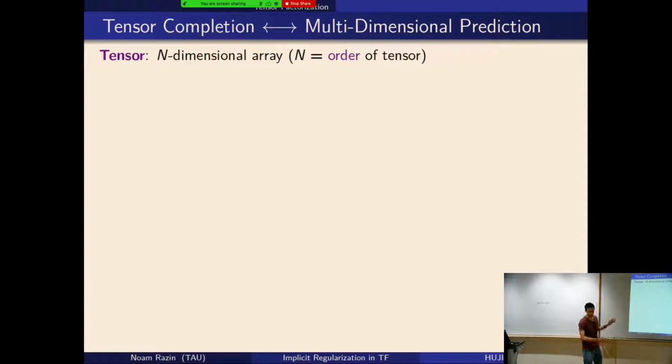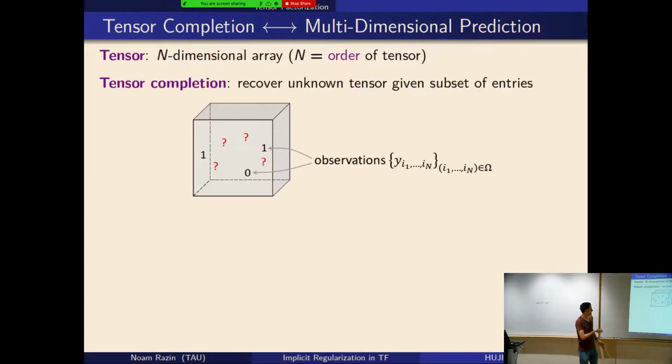So a tensor, for the sake of this talk, is just an n-dimensional array, a multi-dimensional array. A vector is an order 1 tensor, a matrix is an order 2 tensor, and here we will be interested in order 3 and above. We can now look at a straightforward extension to tensor completion. We're given a set of observed entries from some unknown tensor, and our goal is to predict the missing entries.